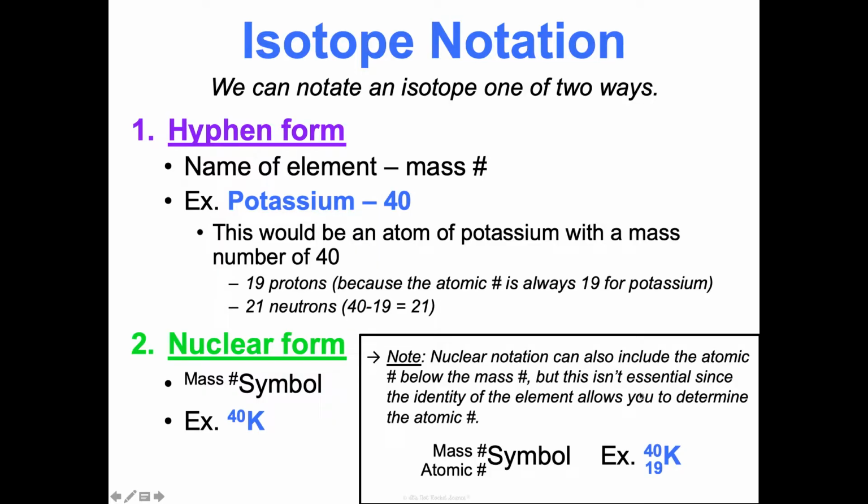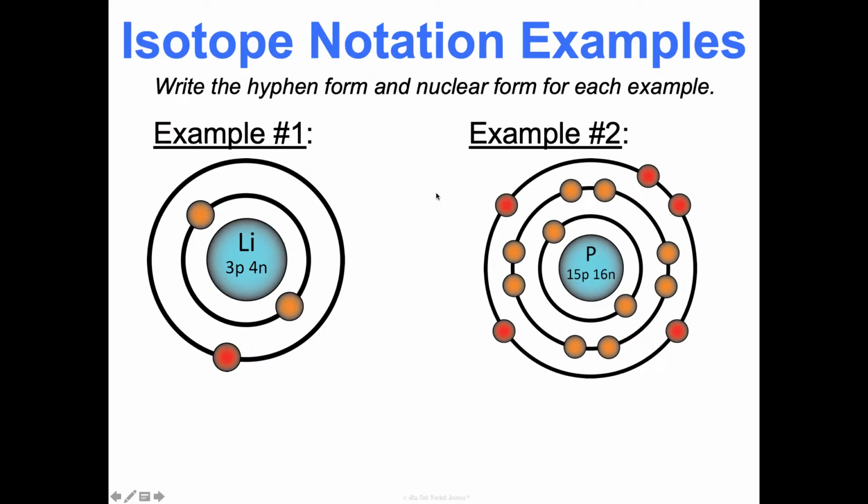If students are listening from another teacher's class, they may require differently, but I just want to throw that out there. So these are the different ways that we can notate isotopes. And again, the most important thing is that we know the element and we know the mass number so that we can further identify it from there. Okay, so let's do some examples.